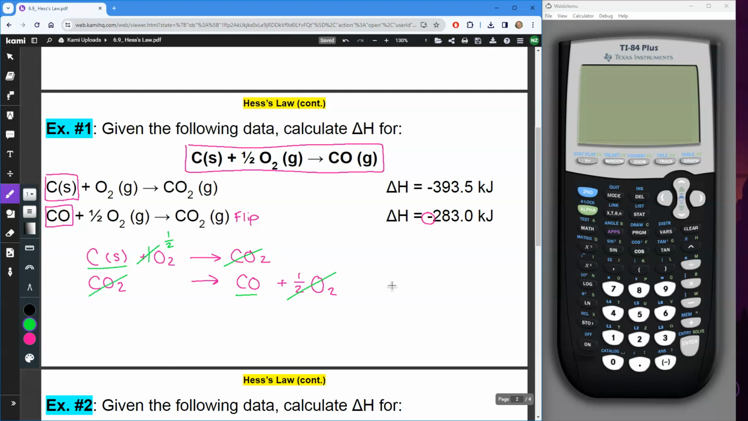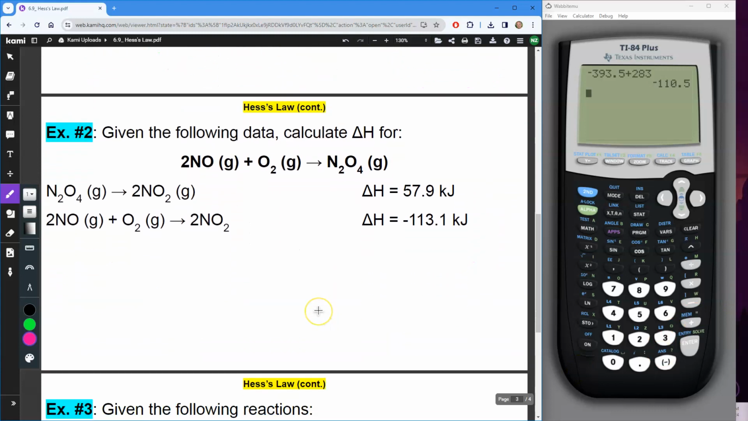Okay, so now let's do the math. So we flipped the second reaction, so that side is going to flip. So instead of being negative, that'll be positive. So let's do the math here. So we had negative 393.5, and we're going to add that with 283, and we get a value of negative 110.5 kilojoules. That's it. Remember, if your delta H value is negative, it is exothermic.